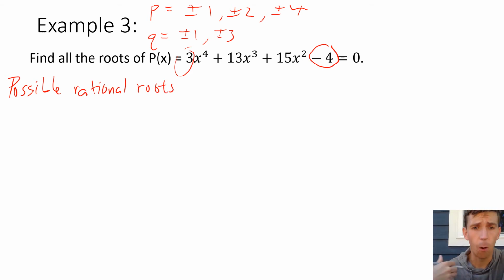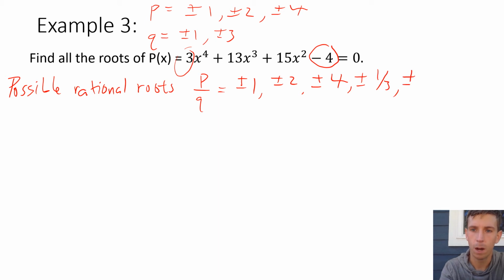But the idea is hopefully we can get it down to a quadratic, and once we have it as a quadratic, we can get the irrational roots if there are any. So the possible rational roots p over q, you're basically just taking every combination of p divided by q. So first plus or minus 1 over 1, plus or minus 2 over 1, plus or minus 4 over 1, plus or minus 1/3, plus or minus 2/3, and plus or minus 4/3.